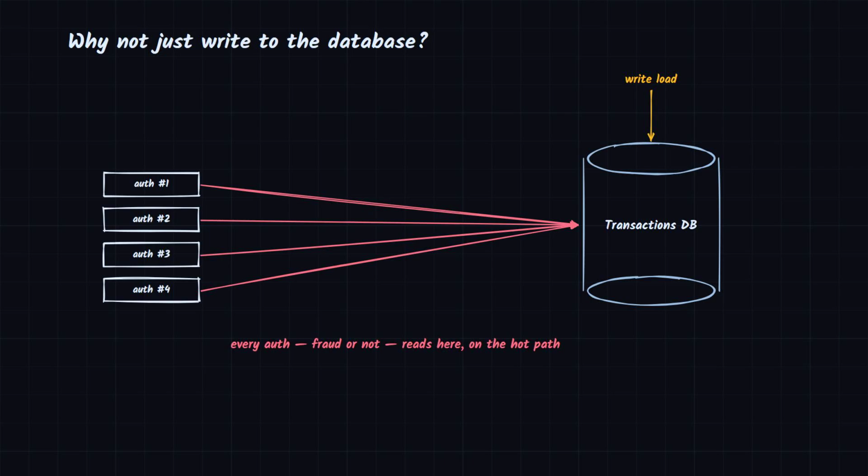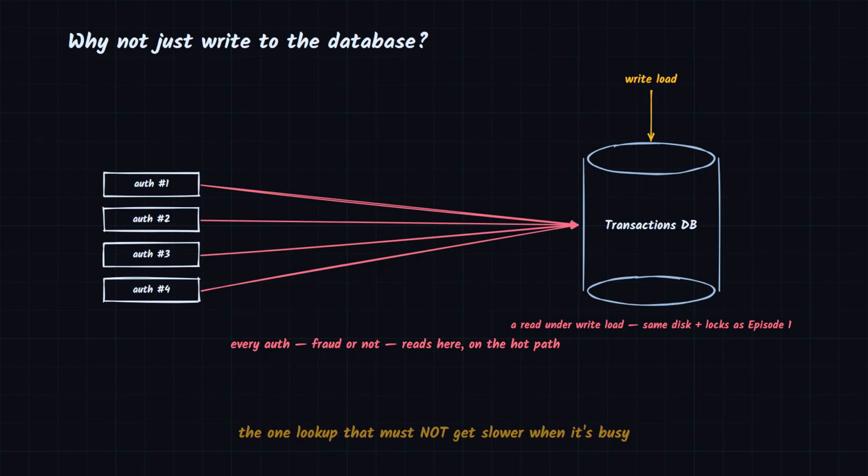The check is not occasional. It is on the hot path for every transaction the bank processes. So it is the one lookup that absolutely cannot get slower when things get busy. That is what an in-memory store is for.